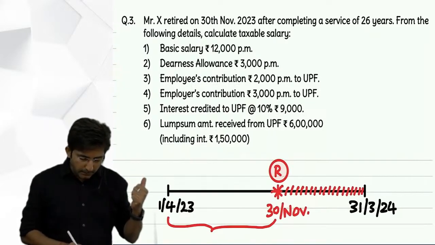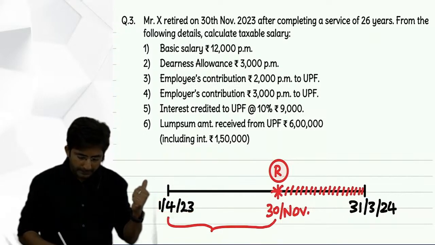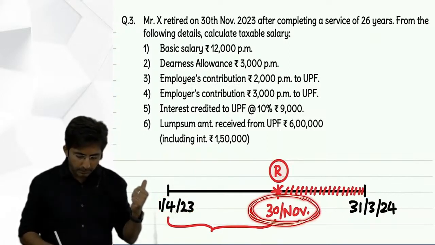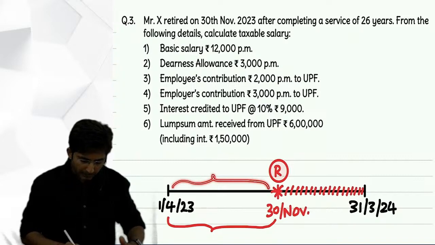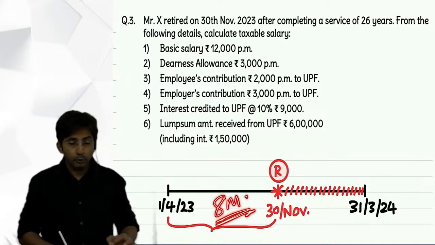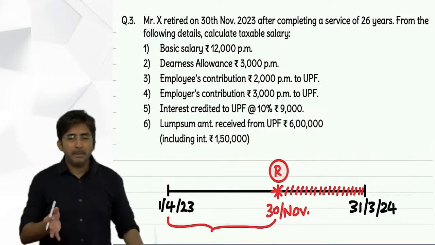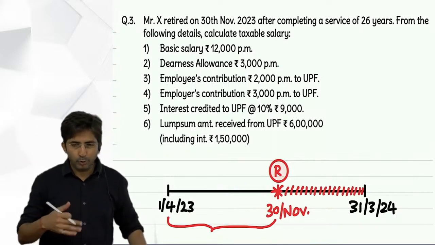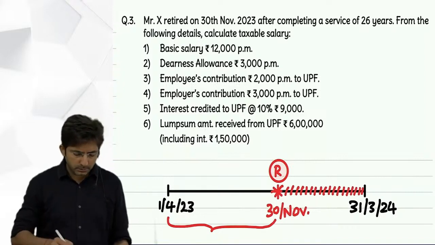Our year is 1st April 23 to 31st March 24. And when did he retire? 30th November. So he will get salary only for this period. From April to November, how many months are there? 8 months. So you should be very careful whenever the question is on retirement. It's just a silly mistake I'm talking about, because usually you have the habit of multiplying by 12. But be careful in such questions.